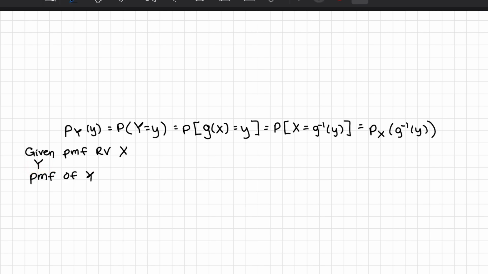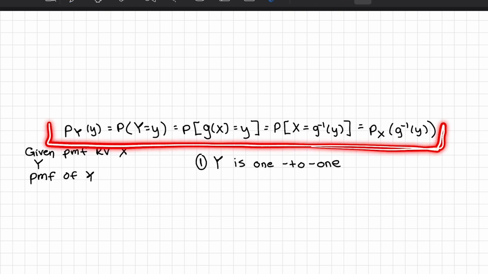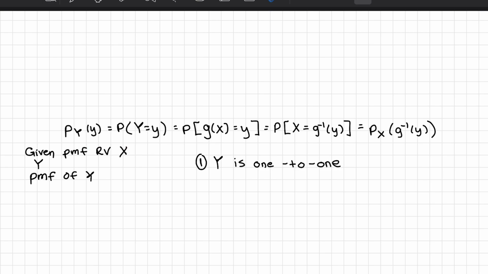And to do this, we first need to figure out if our given transformation Y is 1-to-1. If it is 1-to-1, that means we can use this set of steps over here to figure out our PMF of Y. If it is not 1-to-1, we will have to do this case by case. So this video is about the 1-to-1 case.